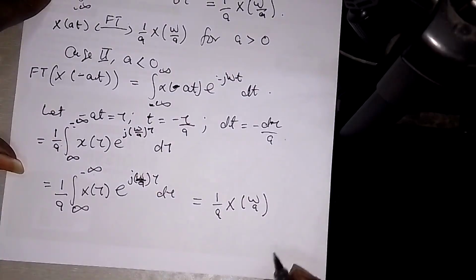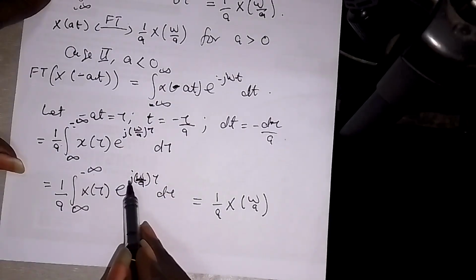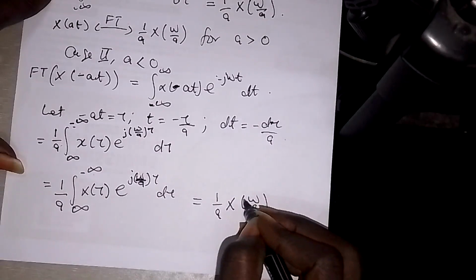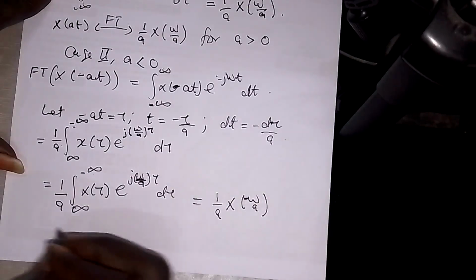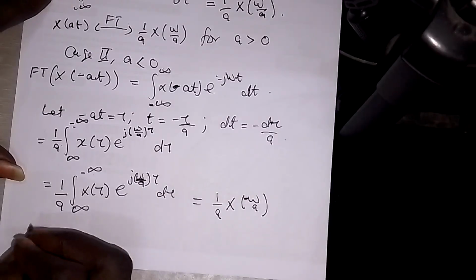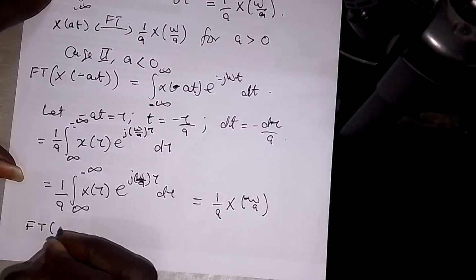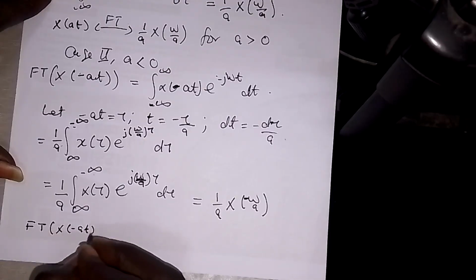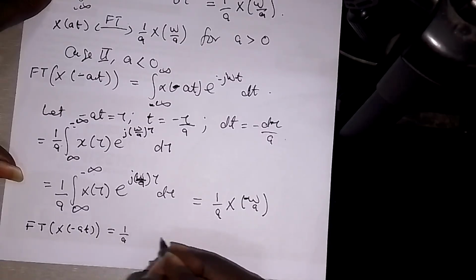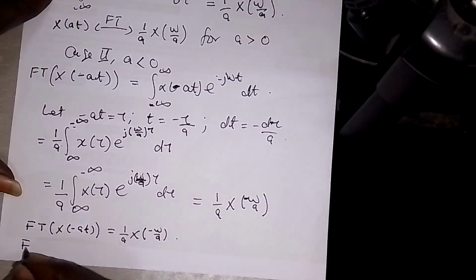Now you see that here is positive, but in the normal Fourier transform, here is negative. So instead of negative, now it is positive, which means this place has to be negative. So the Fourier transform of x of minus a t is equal to 1 over a into x of minus omega over a.